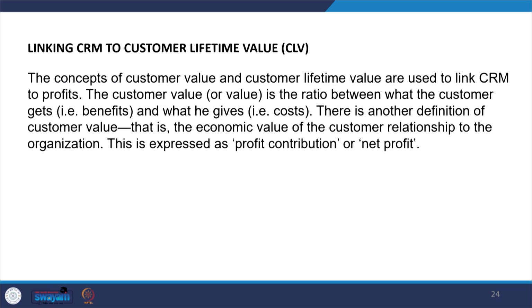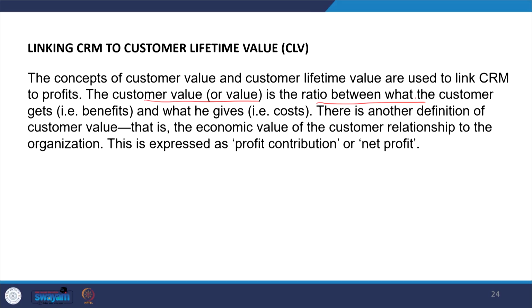Now, how do we link CRM to CLV? The concepts of value and CLV are used to link CRM to profits, right. The customer value is a ratio between what the customer gets and what he gives, right. So, it can be termed as a ratio, or you can just subtract it and understand, in terms of absolute value, how much he is getting, positive or negative. There is another definition of value, that is the economic value of the customer relationship to the organization, right.